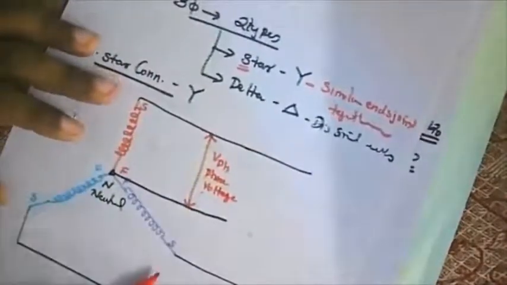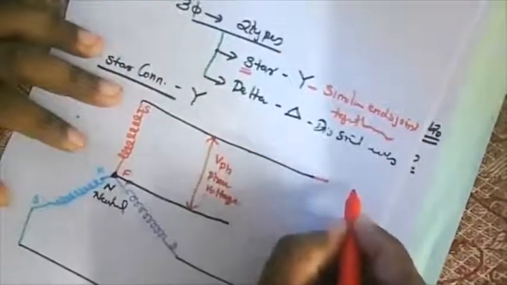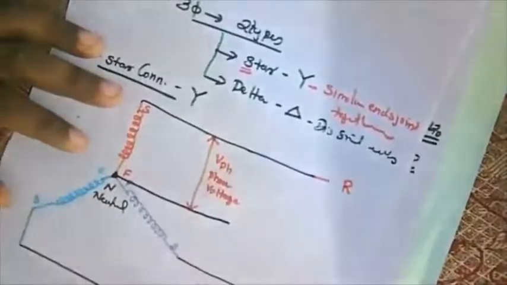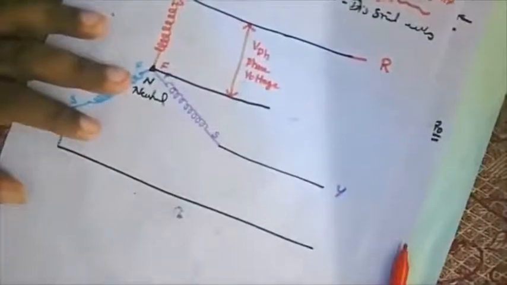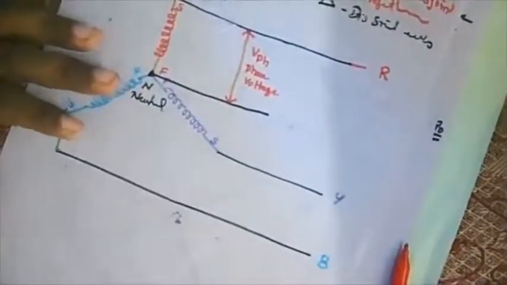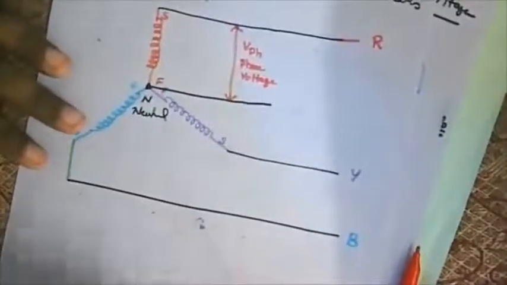Similarly, I will write one more thing. This is going to be your R. This is going to be your Y. This is going to be your blue. Okay. Now, I believe you can see all these things.